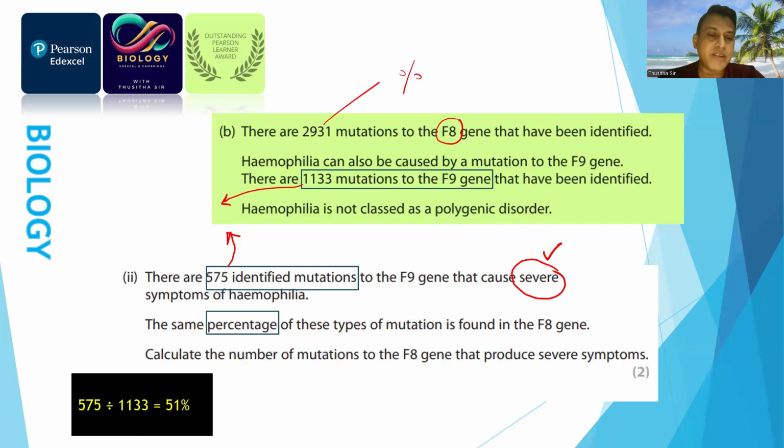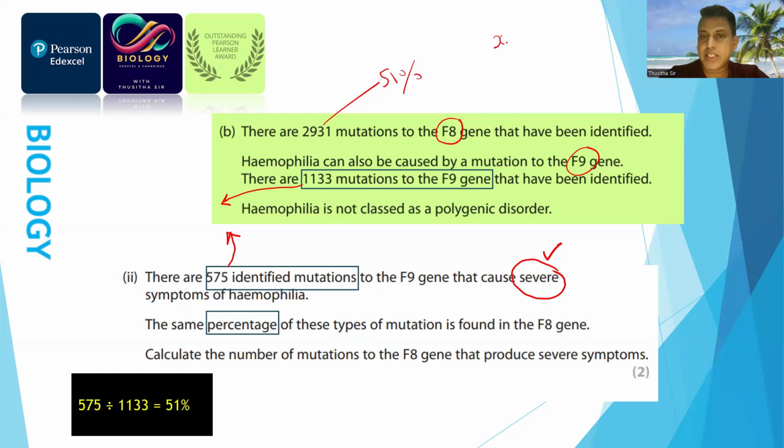Now 575 divided by 1133, we get 51%. So for the F9 gene, 59% cause severe hemophilia. So that's the same here, 51%. So then they are asking to calculate the number of mutations.